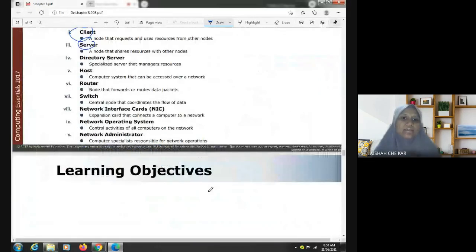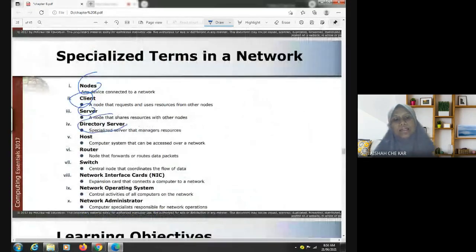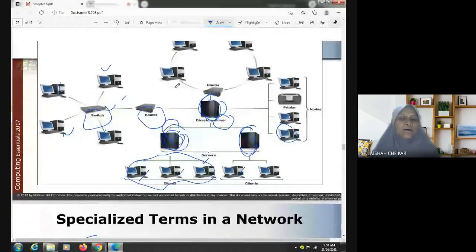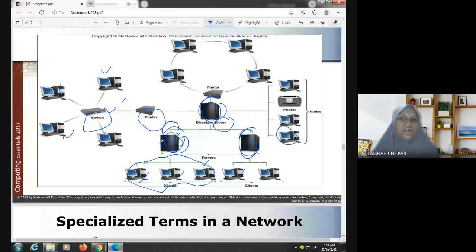Okay, and then we have directory server. Directory server lagi up level daripada server. So you can see here, dia duduk di tengah-tengah ni. So we have two servers here, but we have another server that controls both these servers.